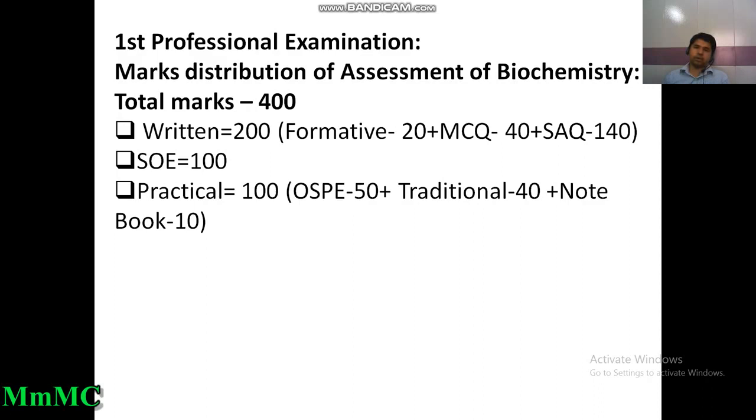Now about lipid. Define and classify lipid. Write about the properties of the lipid. Classify fatty acid and write about the important properties of fatty acids. Define and classify lipoprotein with their biological importance, function and normal level.